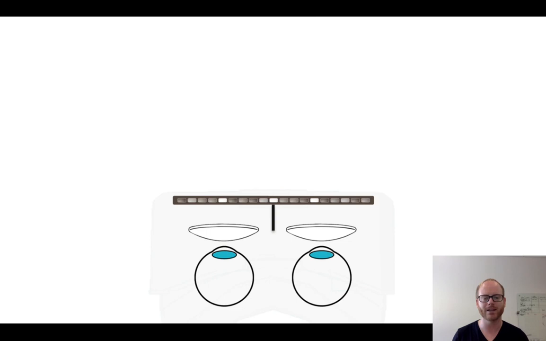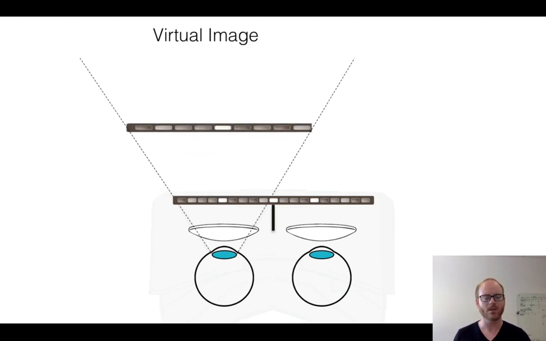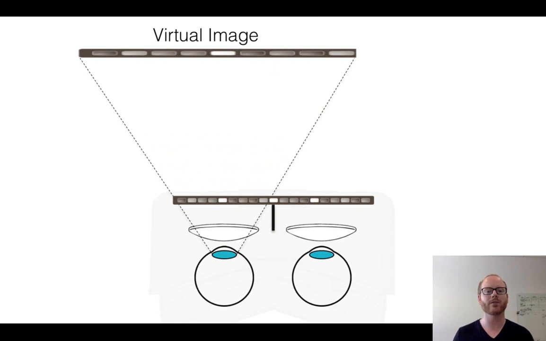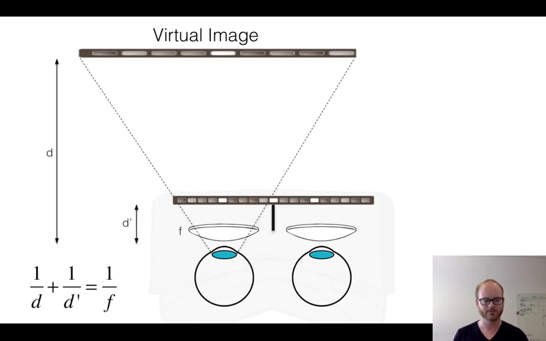You have a microdisplay in your head-mounted display that you can see here. That's, for example, a phone screen, and you observe it through lenses that very much act like a magnifying glass. So what you actually see is a magnified virtual image that appears at a fixed distance away from the user. You can predict exactly where that fixed distance is using the Gaussian thin lens formula, and that depends on the physical distance between the microdisplay and the lens and the focal power of the lens itself.